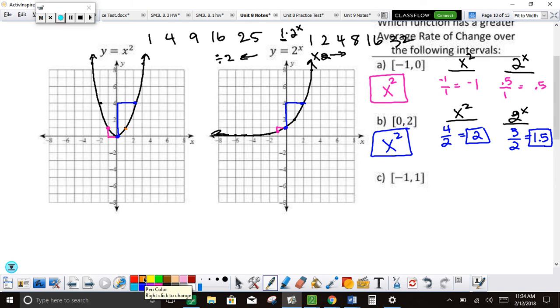So on this interval from -1 to +1, -1 in here, +1 in here, what's my change in y between those 2 points? Change in y is 0. Over, I go right 2. 0 over 2 is 0.